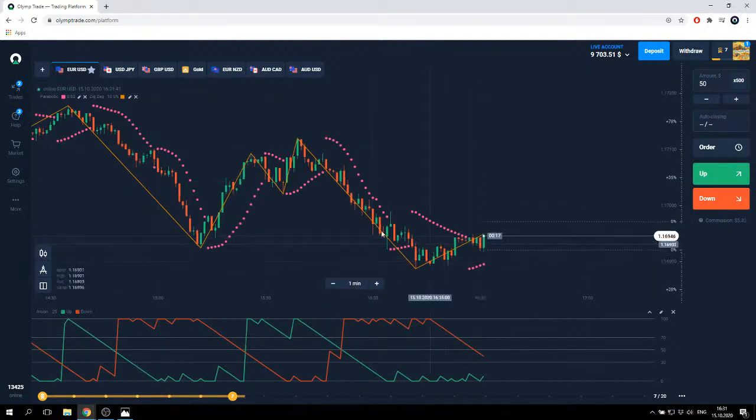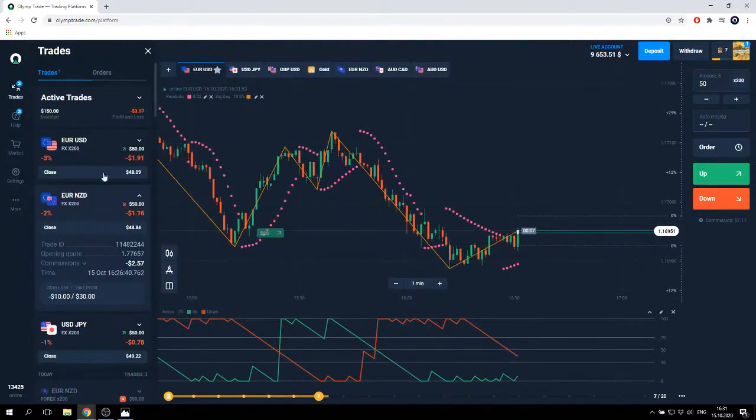So what we'll do here is, most probably the trend is about to shift. So what we can do is open a trade here by using a moderate multiplier for the up trade, and here we have opened one trade for $50. So I have opened this third trade generally on the Euro USD.